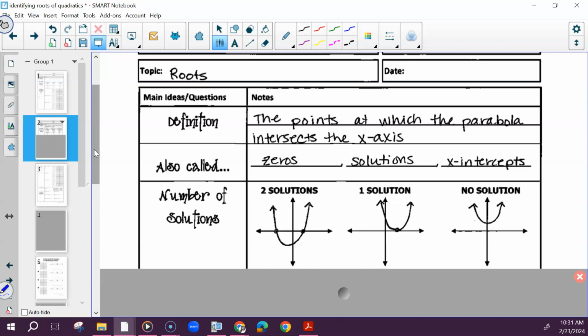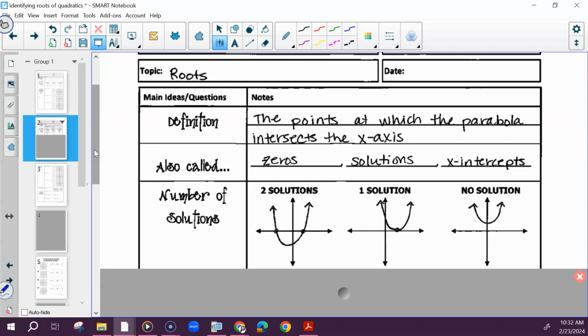So we've mentioned these words before, but when we were dealing with linear lines. So now we're going to be talking about roots or solutions, the point at which the parabola, the U shape, the quadratic intersects or crosses or touches the x-axis. All of these words can be interchanged, but most of the time when you hear the word roots, you're talking about quadratics. But they can also be known as zero solutions and x-intercepts.